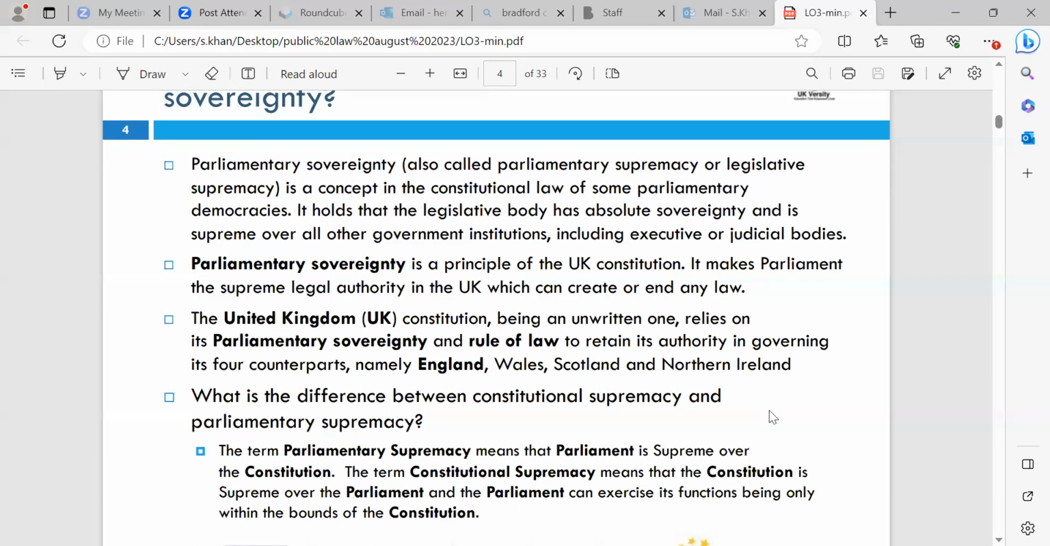It makes Parliament the supreme legal authority in the UK, which can create or end any law. The UK Constitution, being an unwritten one, relies on parliamentary sovereignty and its rule of law to retain its authority in governing its four counterparts, namely England, Wales, Scotland, and Northern Ireland.